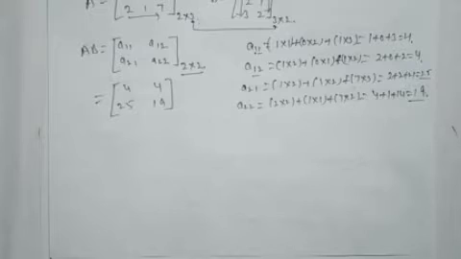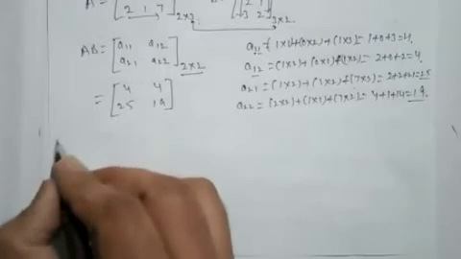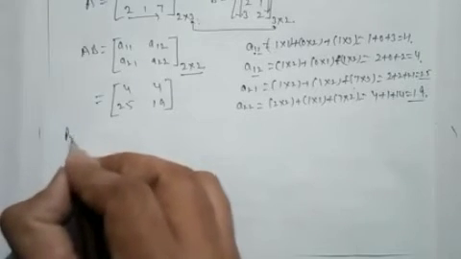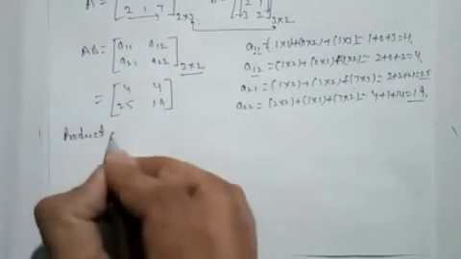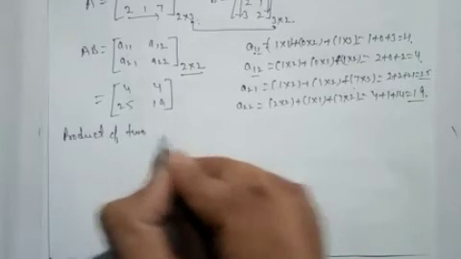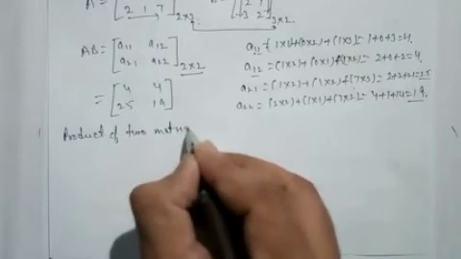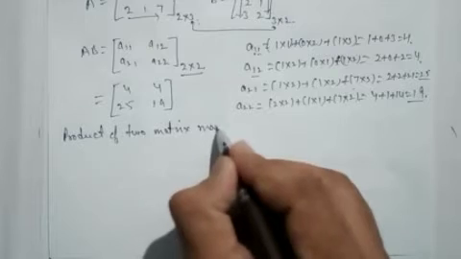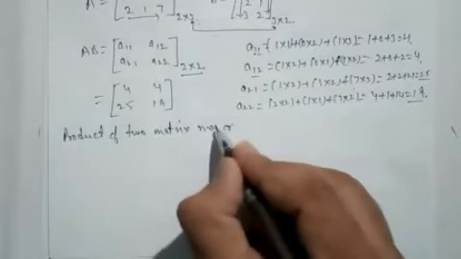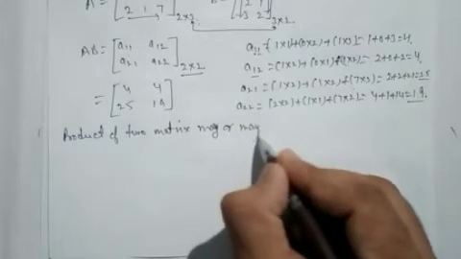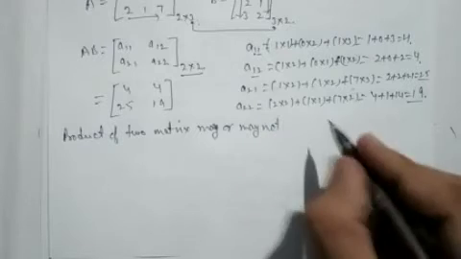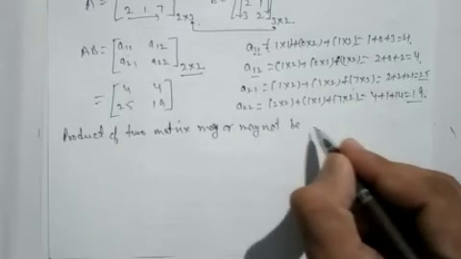Generally, the product of two matrices may or may not be commutative.